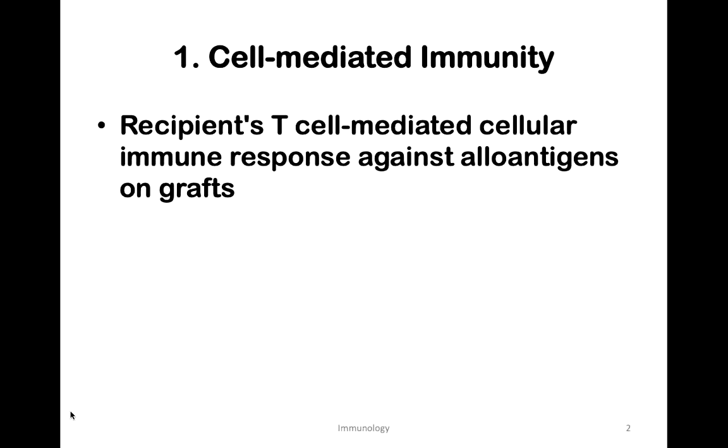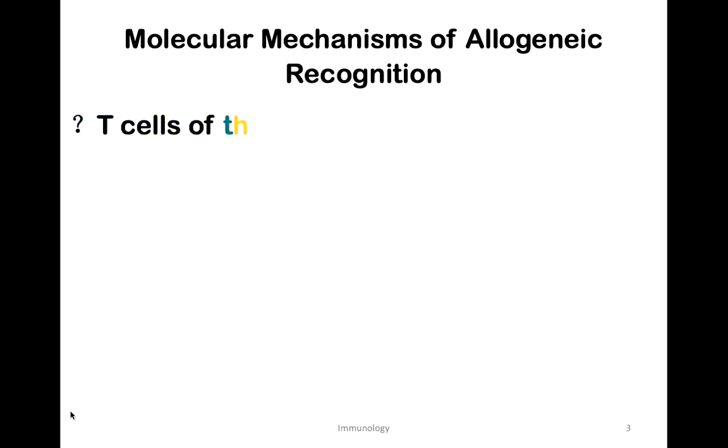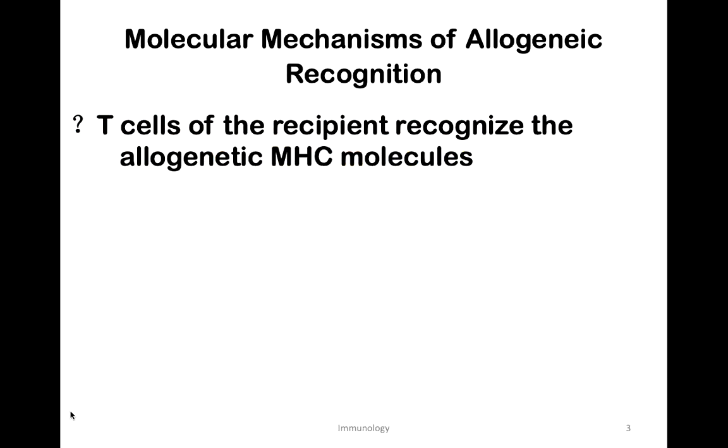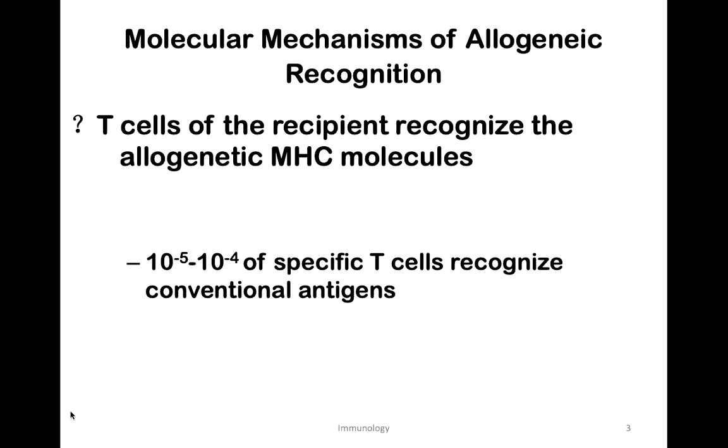So in terms of cell-mediated immunity, it is the recipient's T-cell mediated cellular immune response against allogeneic antigens on grafts. That means those antigens on grafts which are different, most commonly the MHC molecules, are responsible for the development of rejection of the graft. The T cells of the recipient recognize the allogeneic MHC molecules, that is, the MHC molecules which are different between the donor and the recipient.